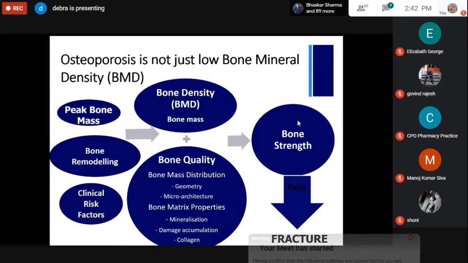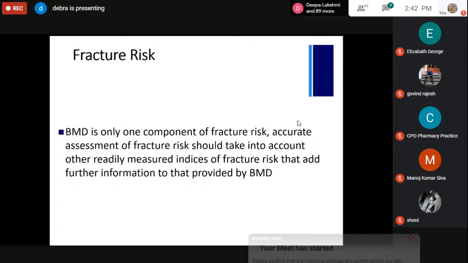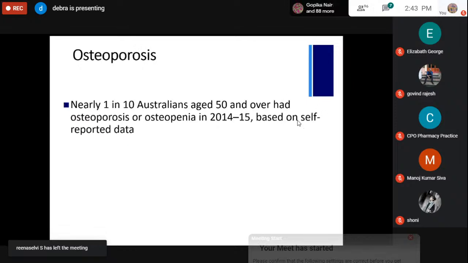And maybe their bone quality is not as it should be. It's then these other factors like falls which really contribute to that fracture risk. So BMD is only one component of fracture risk. Accurate assessment of fracture risk should take into account other readily measured indices of fracture risk that can help us understand a person's risk for a fracture, and particularly a hip fracture.